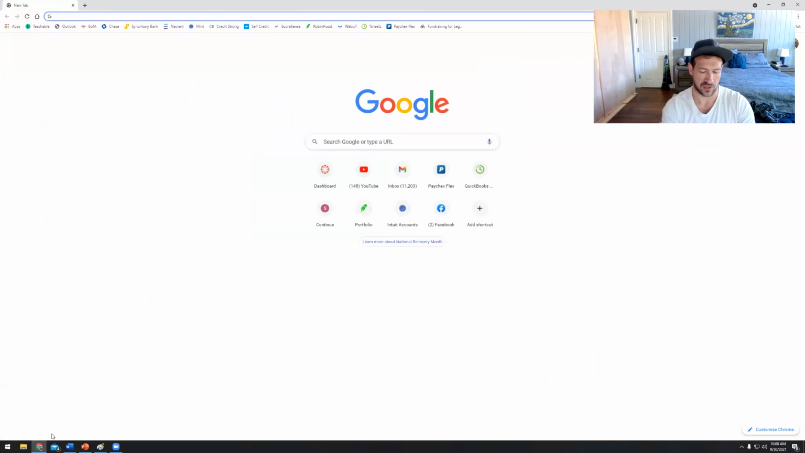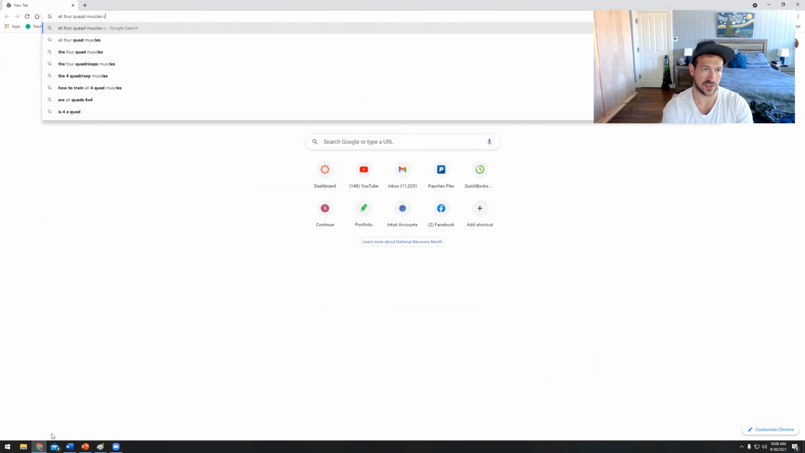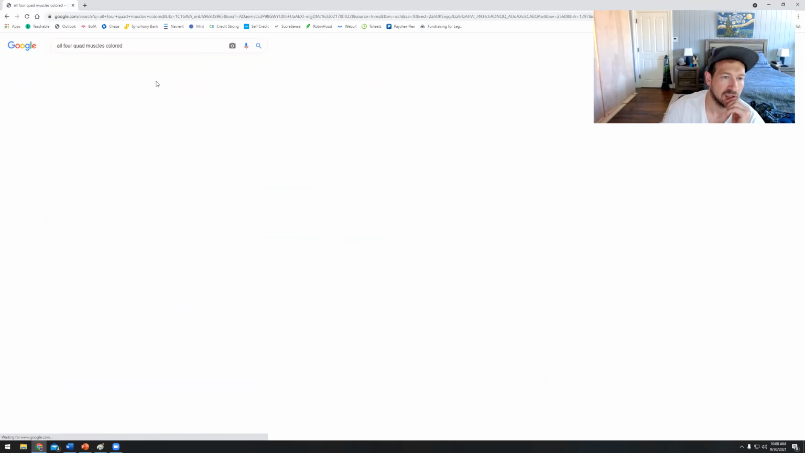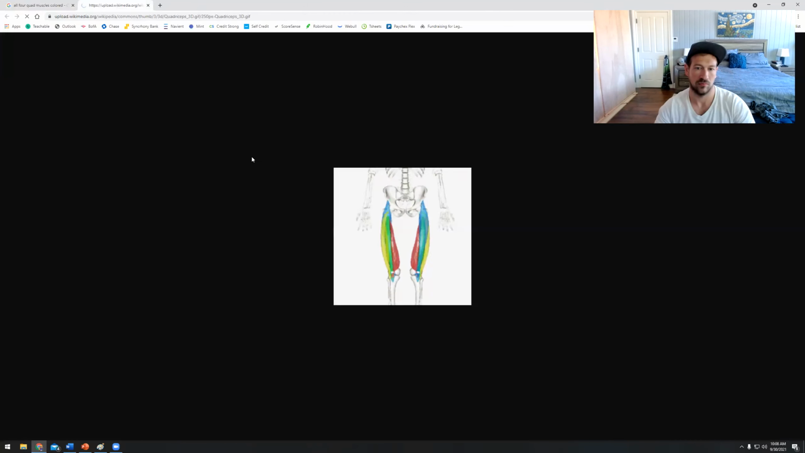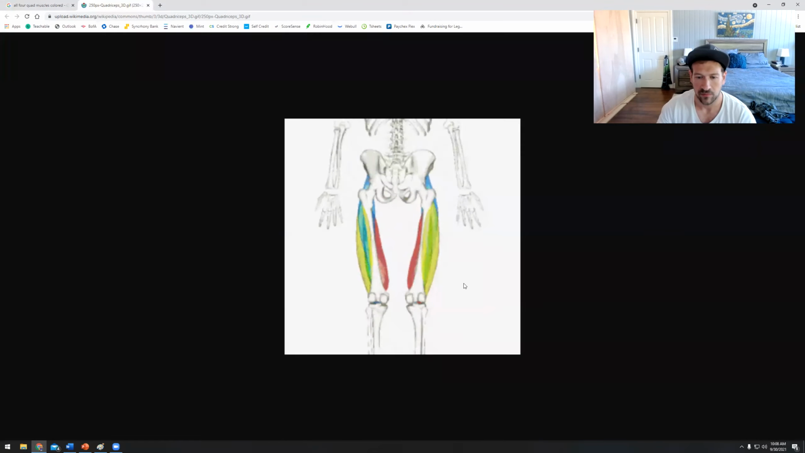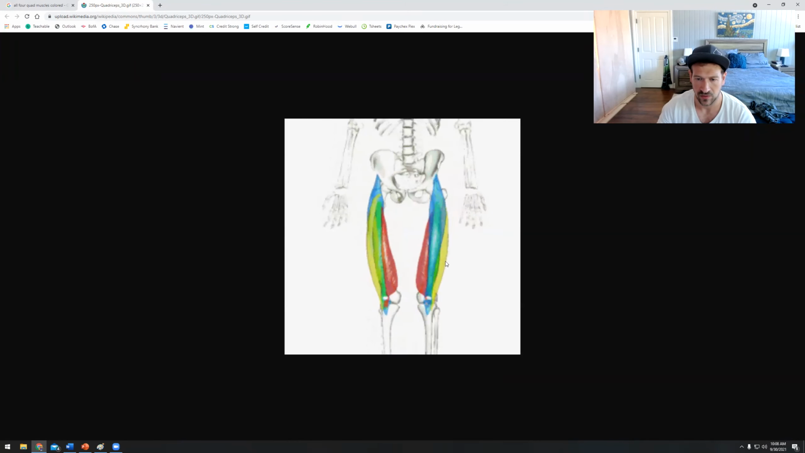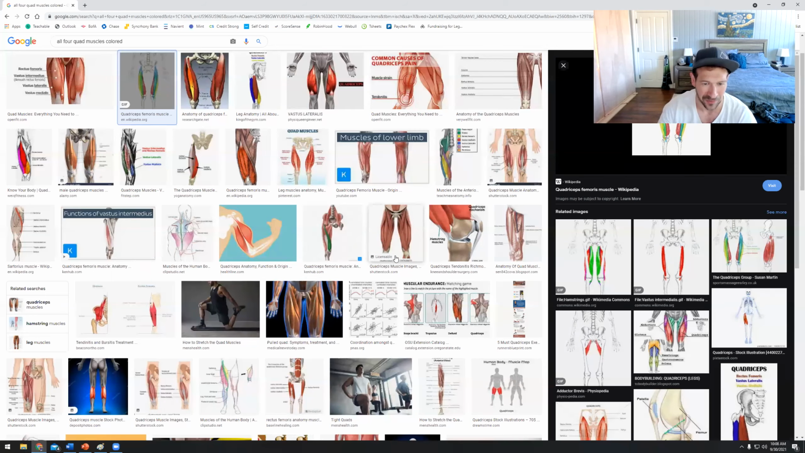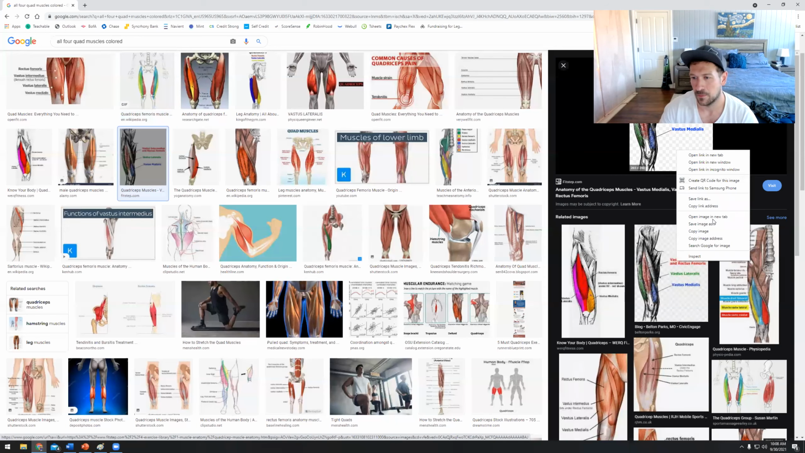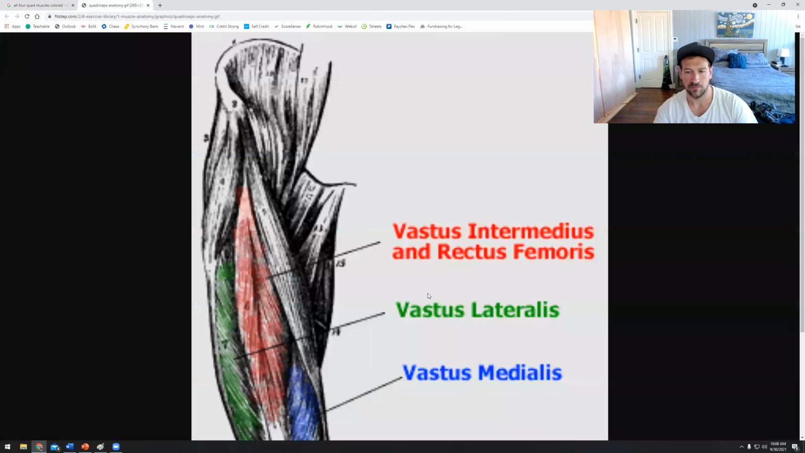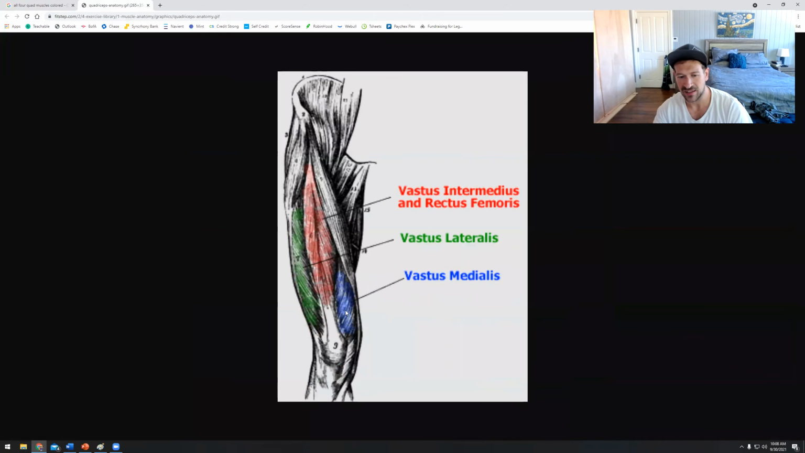Let me see if I can find a picture here. All four quad muscles colored. Ooh, hey, very interactive. So yeah, you can see over top. Actually, I kind of don't want it to move. So medialis in the middle, lateralis on the outside, and then they're kind of putting these two together. But yeah, the rectus femoris is living over top of these.